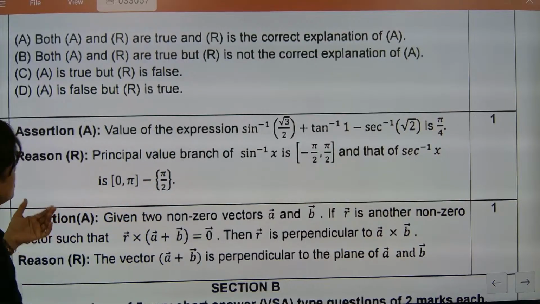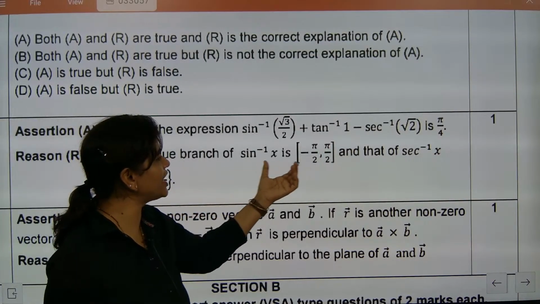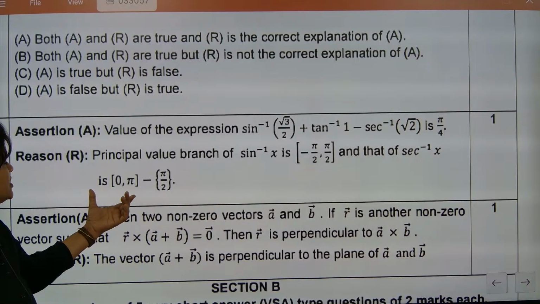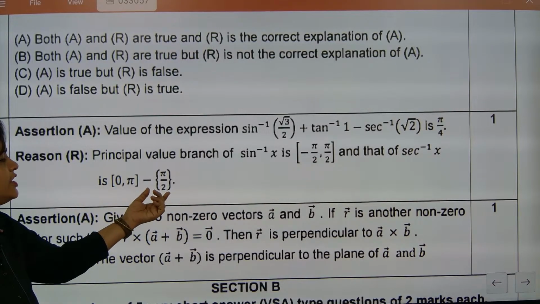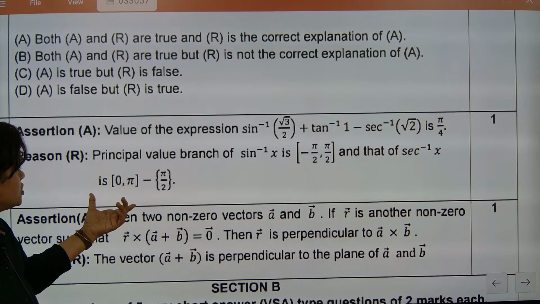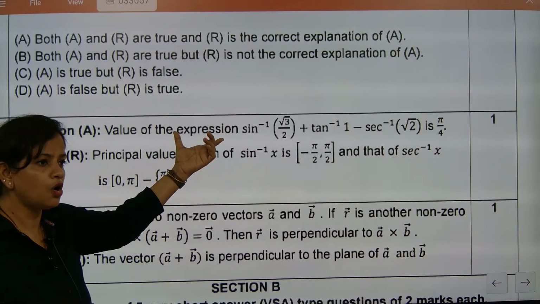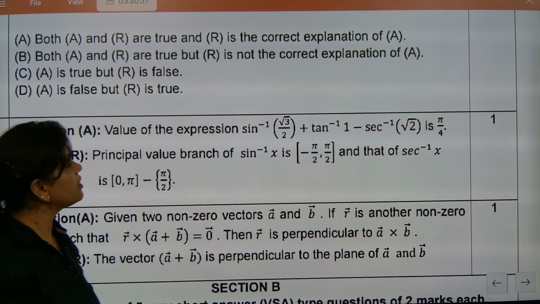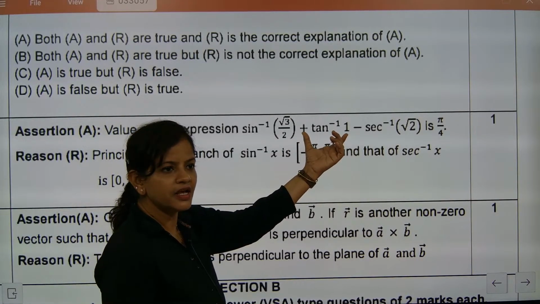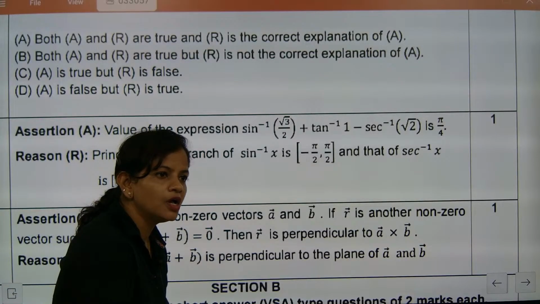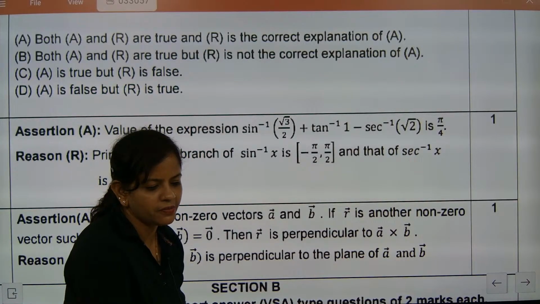Got it? Now they are telling the principal value of sine inverse x. This is correct. The principal value of secant inverse x is 0 to pi, excluding pi/2. Correct only. So this is also true and this is also true. But is this explaining that part? No. Why? Because here tan inverse x is there. They did not write anything about the tan inverse principal value. Understood? So B will be the option. A will not become the option.